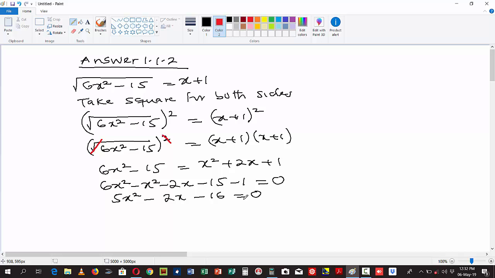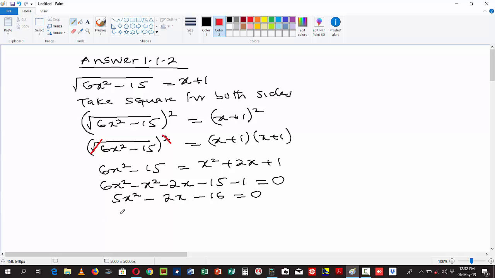So what you need now is to multiply our a here, which is 5, by 16. When you multiply 5 by negative 16, it's going to give us negative 80. Now we need the two factors. When you multiply them together, it must give us negative 80, and when you add them together, it must also give us negative 2. Which means we are going to use negative 10 and a positive 8.